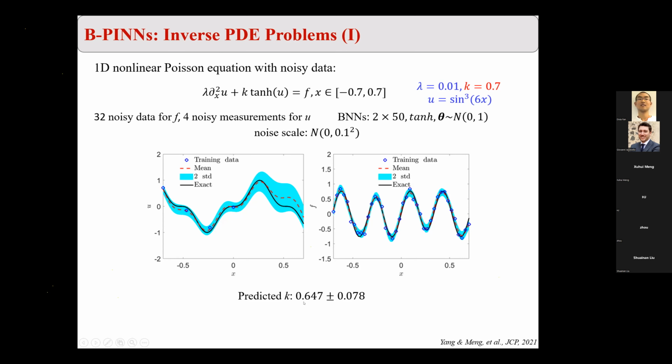And also for K, this is the predicted mean for K, and this is the predicted uncertainty. So as we can see, the computational error between the predicted mean and the reference solution is also bounded by the predicted uncertainty.